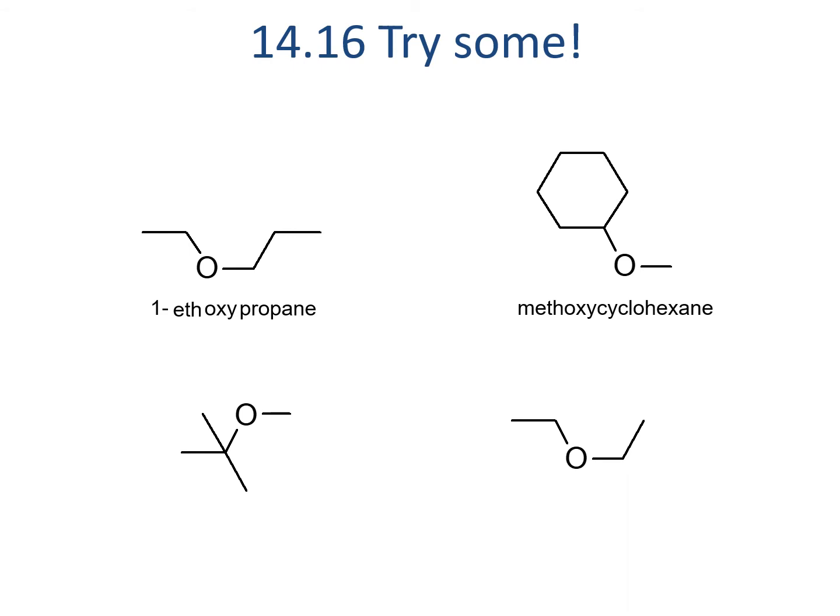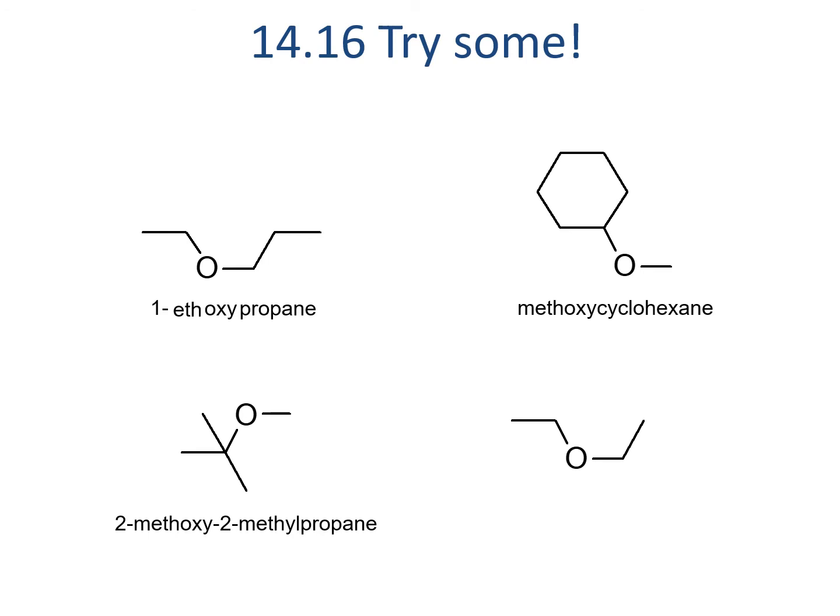Now try the bottom left. The main chain is a propane. It has 2 side chains, a methoxy, the ether, and a methyl. And as usual, they're listed alphabetically. So we'd have 2-methoxy-2-methylpropane.